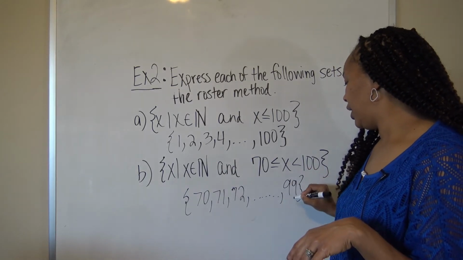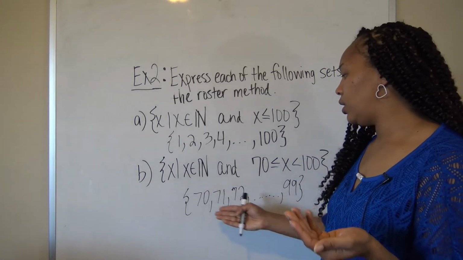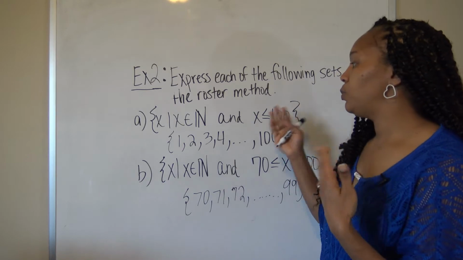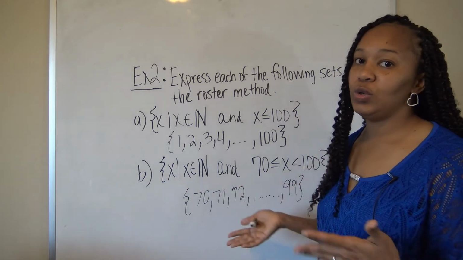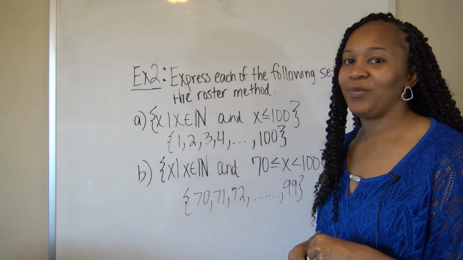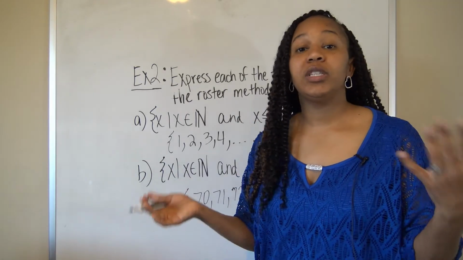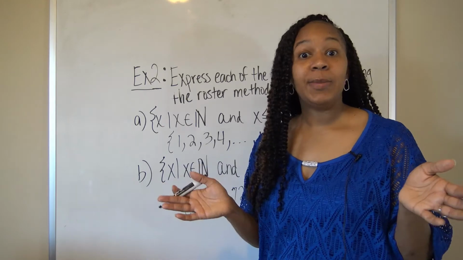which is 99. So your set will look like this, 70 all the way up to 99. So that's how you would express both of these sets using the roster method, okay? Any questions? No questions? All right, if you have a question, put it in the chat or send me an email, okay?